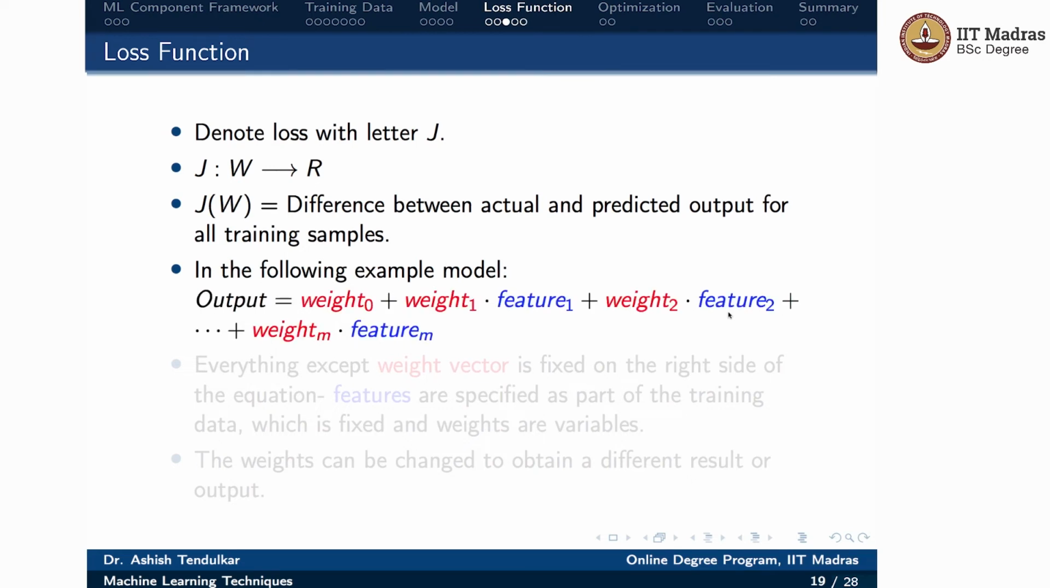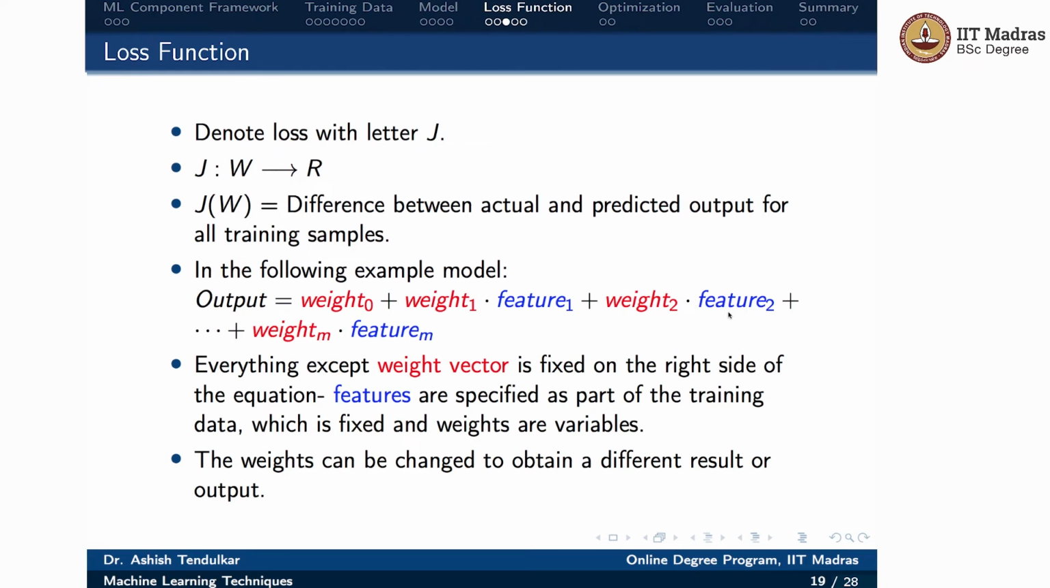In the example linear model that we saw, we know all the features, and what is not known is really a weight vector, which is colored in red. So all these values of weight 0, weight 1, weight 2, all the way up to weight m, are not known to us, and our job is to estimate these weight values based on the training set. In other words, we can change weights to get a new model, and that new model would lead to a different result or output that would in turn result in a different loss value.